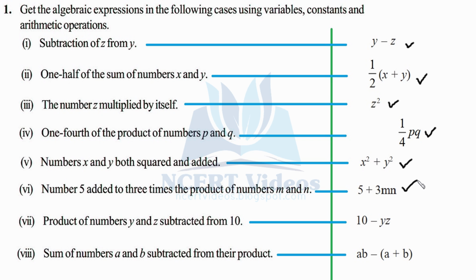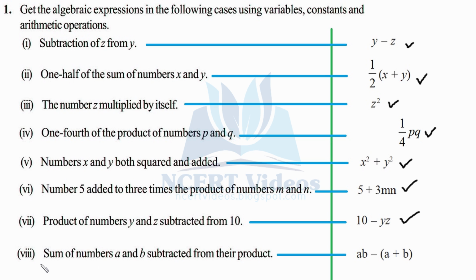That's 6th. 7th, product of numbers y and z subtracted from 10. So initially we had 10 and we have to subtract the product, that is multiplication of yz or zy. That doesn't matter. Therefore, 10 minus yz. It will not be yz minus 10. That will be wrong, because in subtraction we have to keep order in mind, because it is saying from 10. Therefore, 10 has to be taken first.